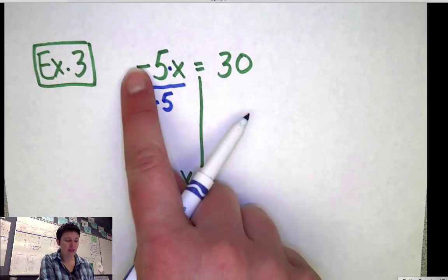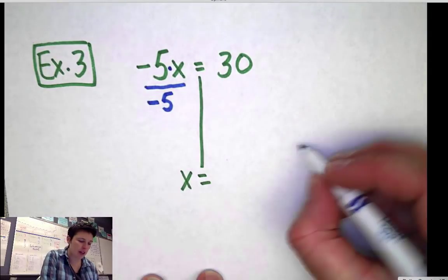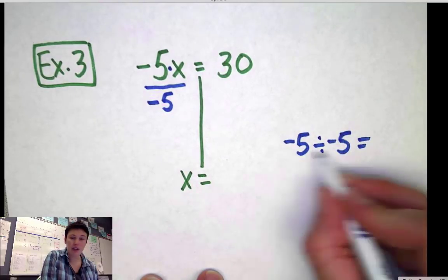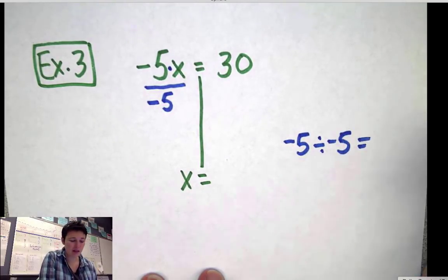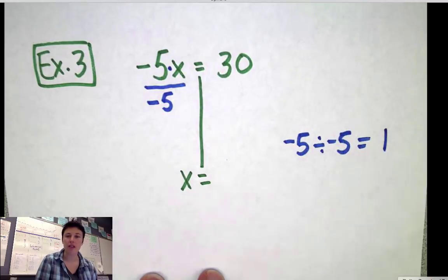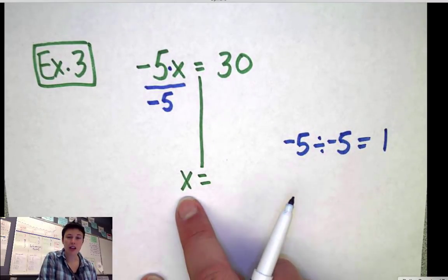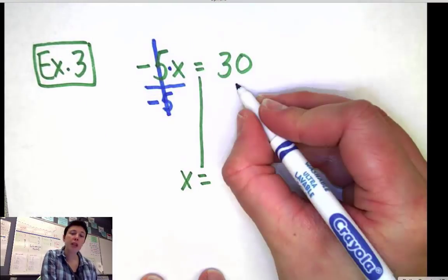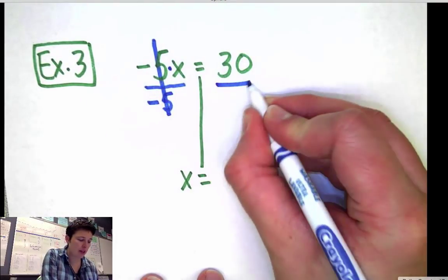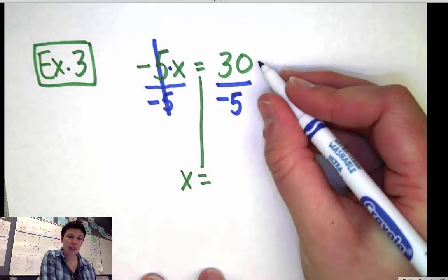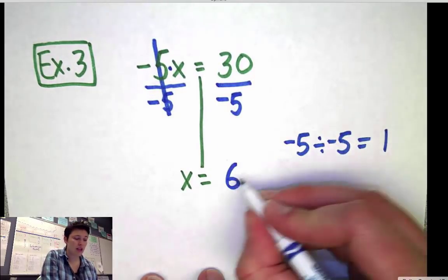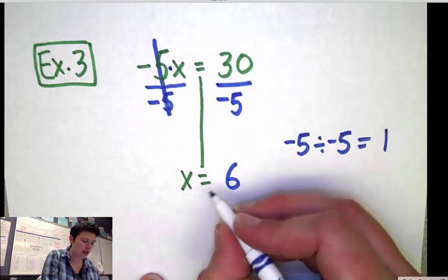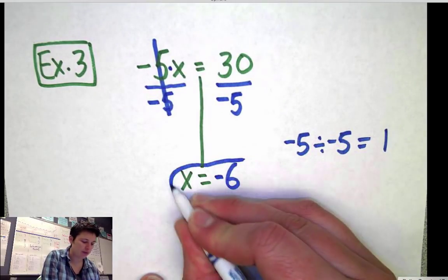A negative 5 divided by a negative 5, let's think about that. Well, a negative and a negative match, that's a positive, and 5 divided by 5 is 1. So it makes it a positive 1x. So that does what I want here, but I also need to do it over here. I need to divide by negative 5. 30 divided by 5 I know is 6, and positive divided by negative, those don't match. That's a negative answer, negative 6.